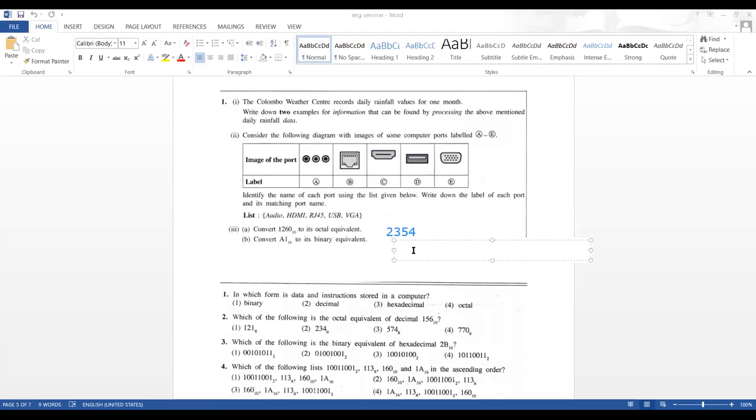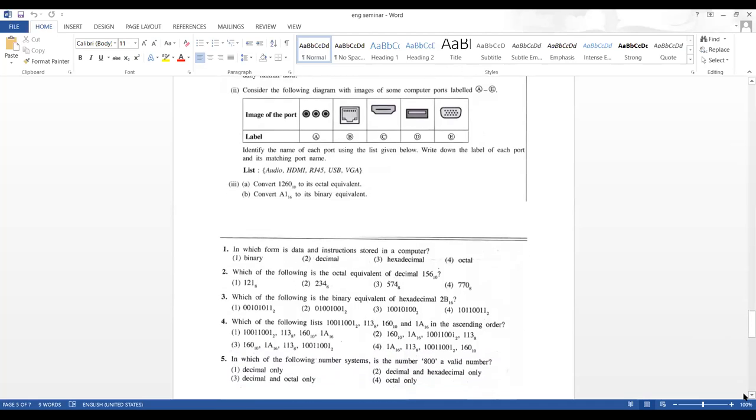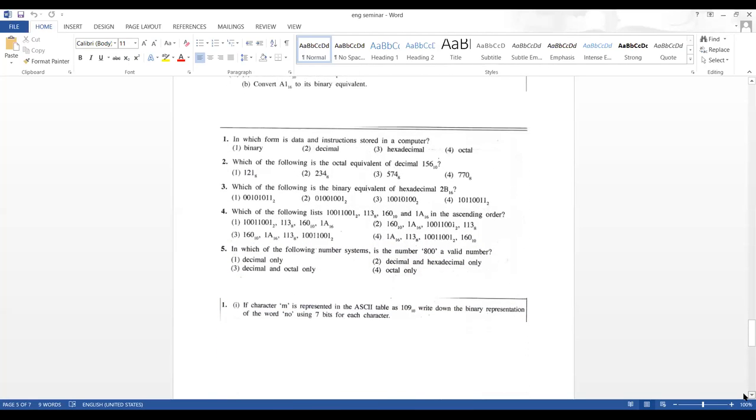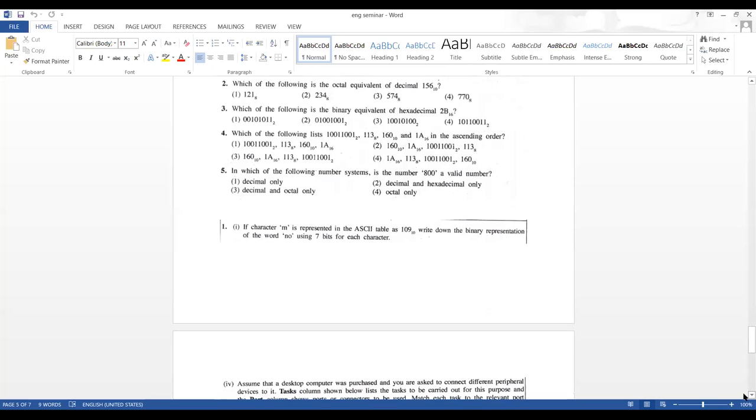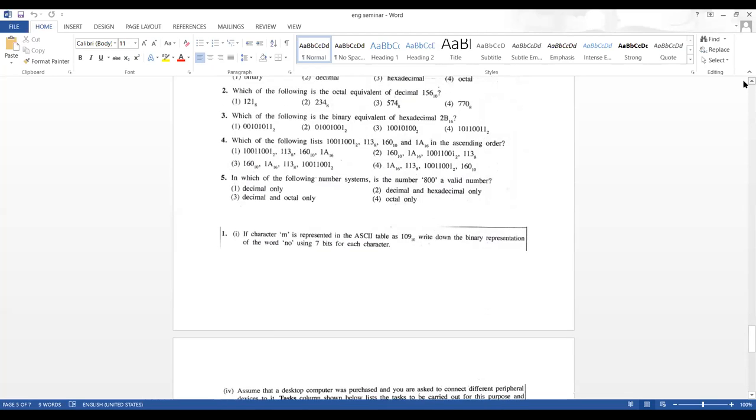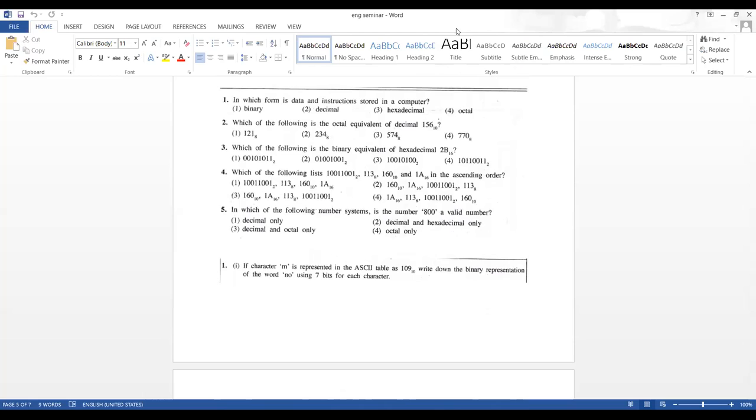Convert A1 to its binary. Now it is in hexadecimal. You have to represent each digit with 4 binary digits. So A you can represent as 1010. One you can represent with 0001. So these are the answers. Okay, we'll move to a 2018 question also. I have taken up to 2018 because we have limited time. Try to do them quickly. MCQs, put your answers.